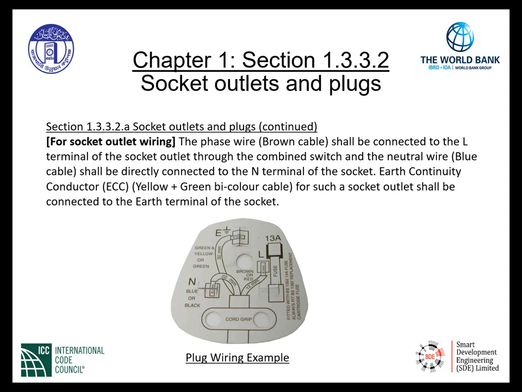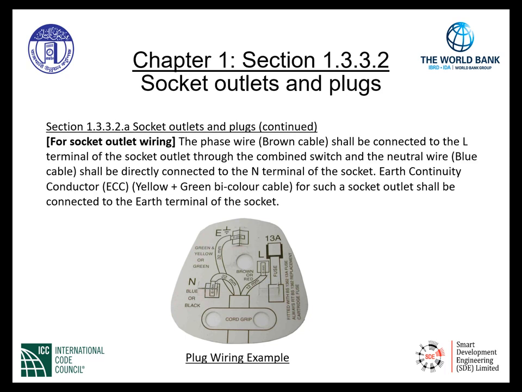As indicated, socket outlets and plugs continued. The phase wire, which is the brown cable, shall be connected to the L terminal of the socket outlet through the combined switch, and the neutral wire, colored blue, shall be directly connected to the N terminal of the socket. The earth continuity conductor, ECC, yellow plus green bicolor cable, for such a socket shall be connected to the earth terminal of the socket.